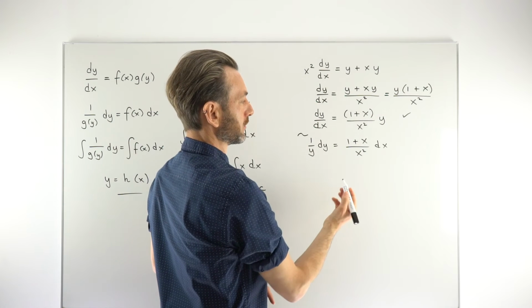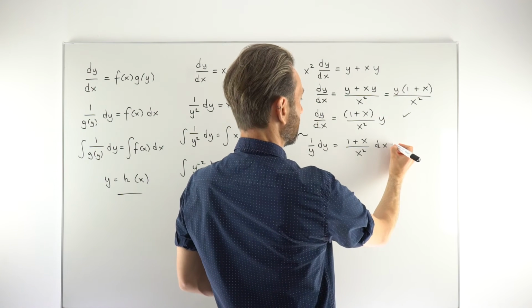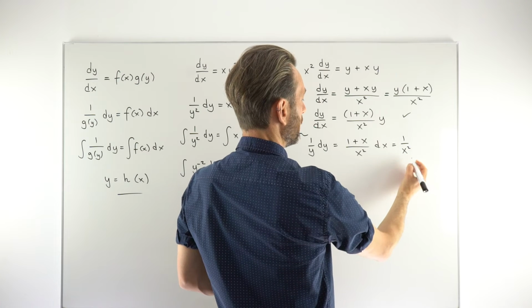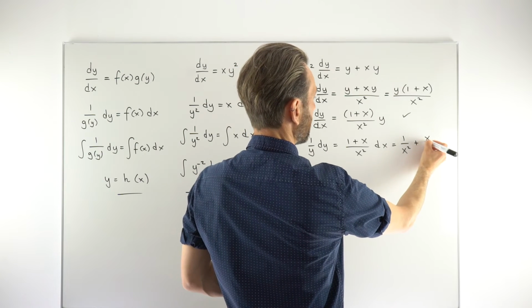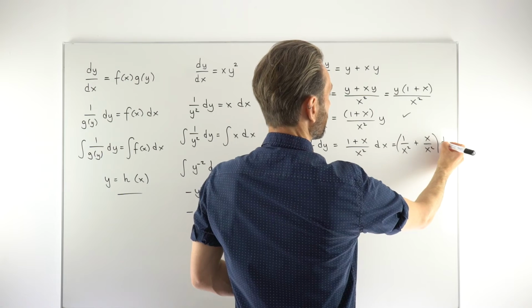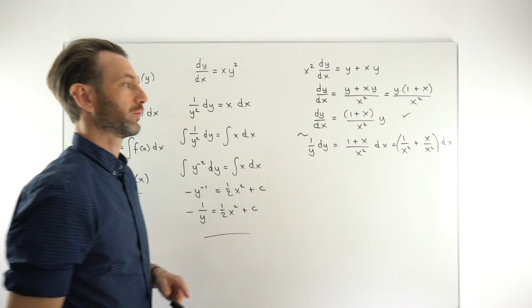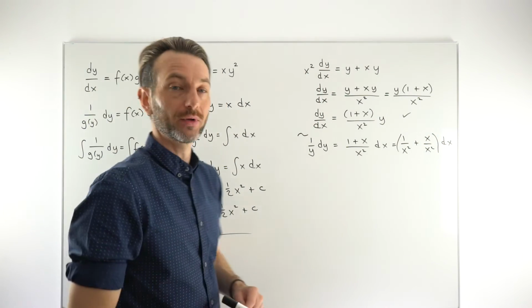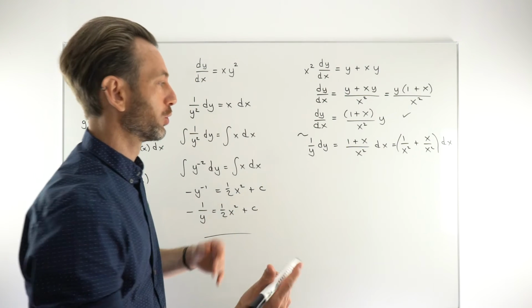This one's not in an integratable form, but we can manipulate it a little just by splitting it into two fractions. So we're going to get 1 over x squared plus x over x squared, and all of that dx. So again, by experience, you'll know what to look for here, but really this is just back to integration. This is back to sort of calculus 2 probably.